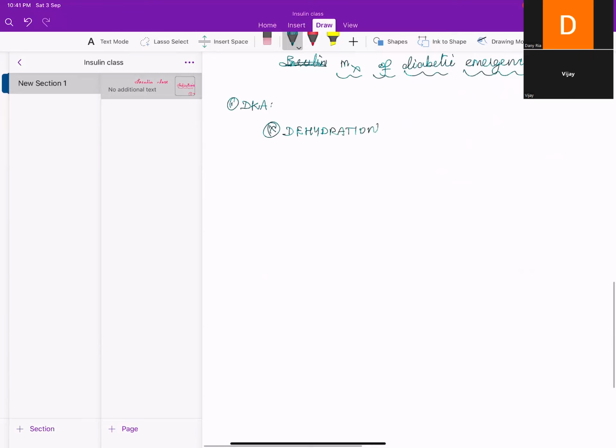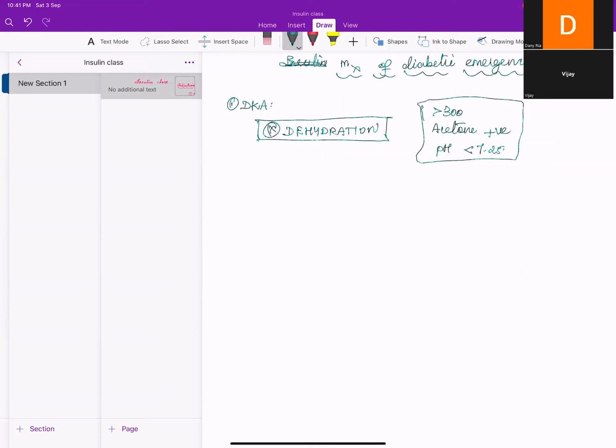So if a patient comes with diabetic ketoacidosis, the criteria for DKA are sugars more than 300, acetone positive, and acidosis, pH less than 7.25, I think. These 3 criteria should be met. Acetone should be positive, blood acetone or urine acetone, anything. We have blood acetone, so we check it. But in outside hospitals, when it is not available, we do urine acetone. Suppose urine acetone takes time, we correlate with these 2 things: high sugar plus acidosis, obviously diabetic ketosis.